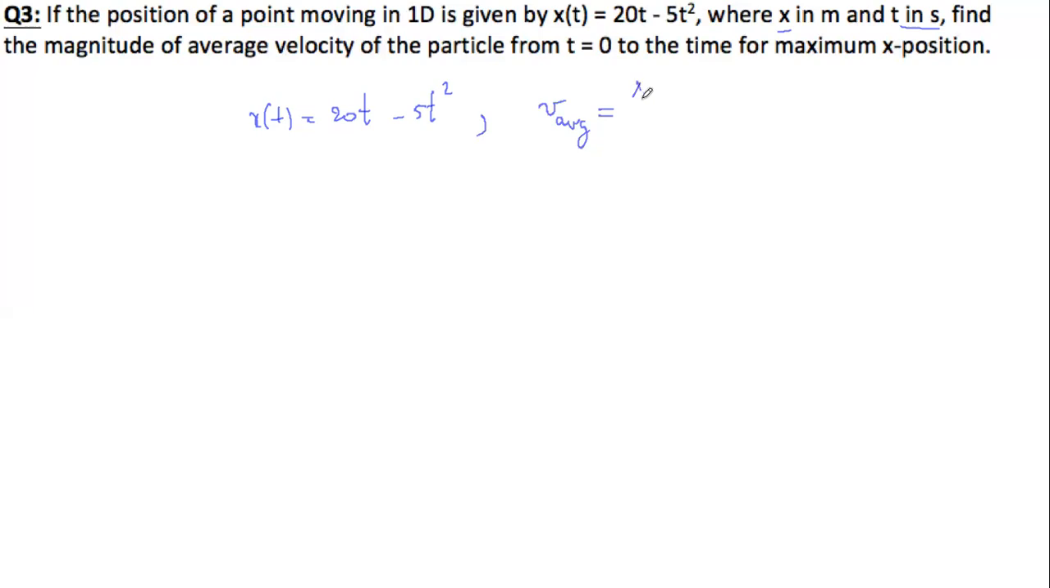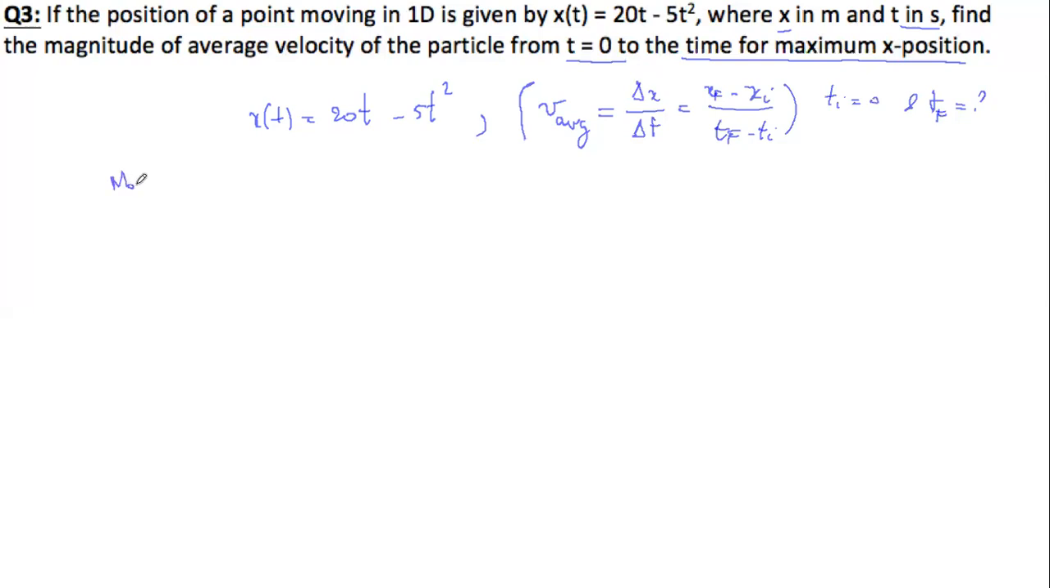Average velocity is displacement divided by delta t: x final minus x initial divided by t final minus t initial. So you have to use the average velocity formula between a time interval. What is the time interval? t initial is 0 and t final is the time for maximum position. So we have to find the time for maximum position.